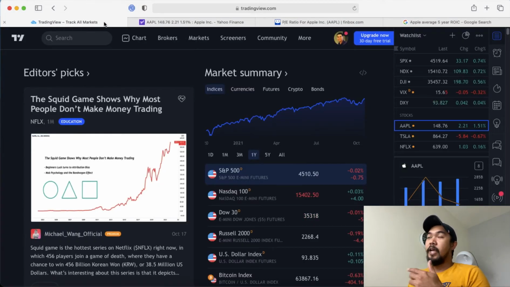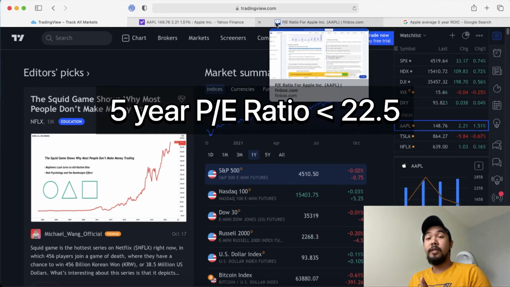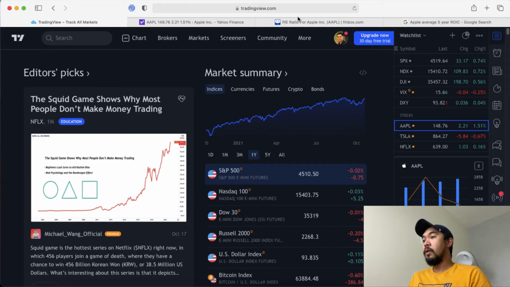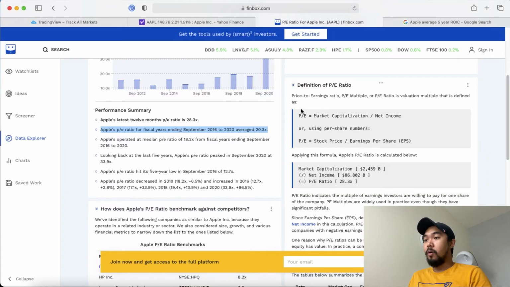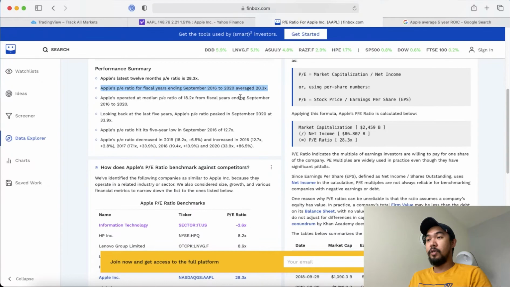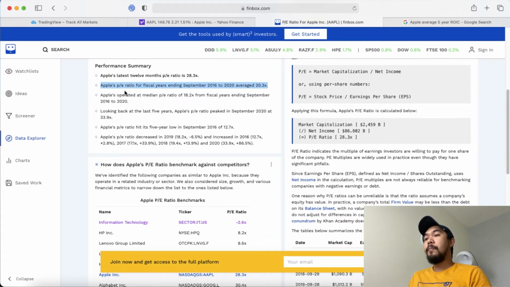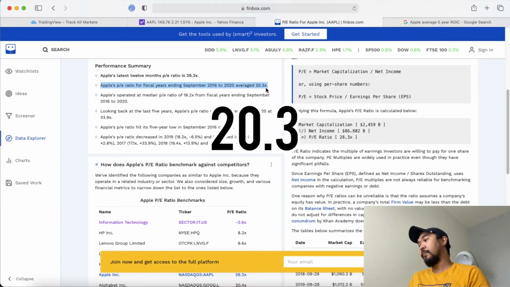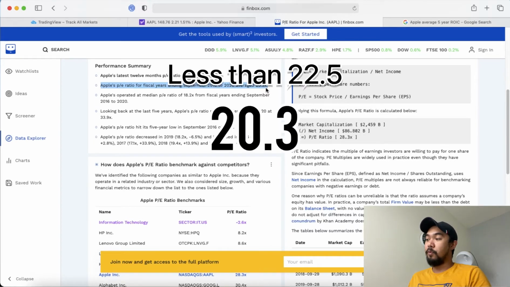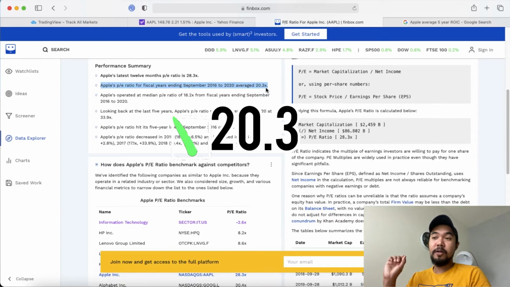The first step from the 8 pillars is the 5-year average PE ratio. We want the 5-year PE ratio to be less than 22.5. We've already opened some of the metrics here for you guys. Apple's PE ratio for fiscal years ending September 2016 to 2020 is averaging around 20.3. So we're less than 22.5, so that's a check mark.